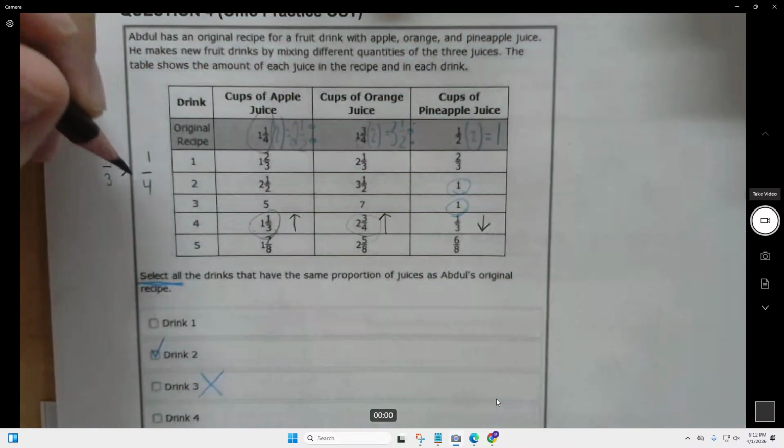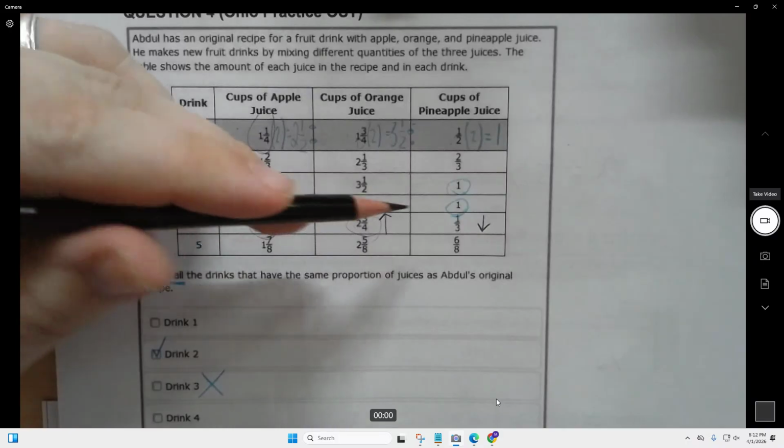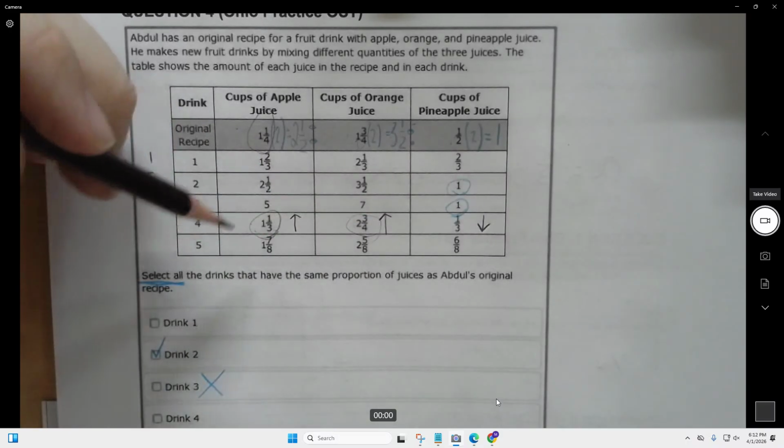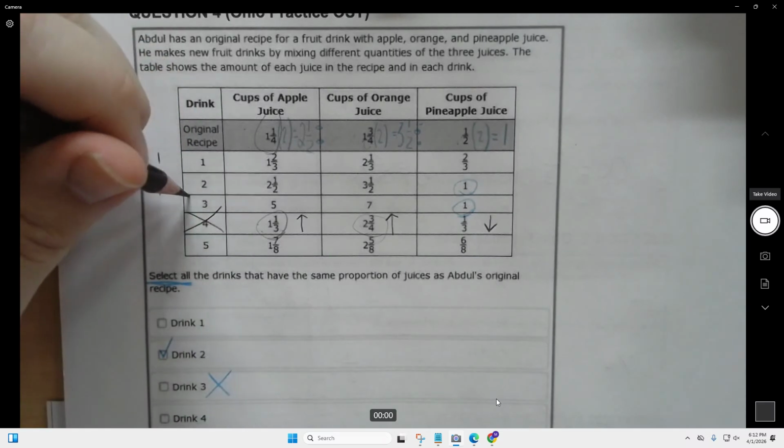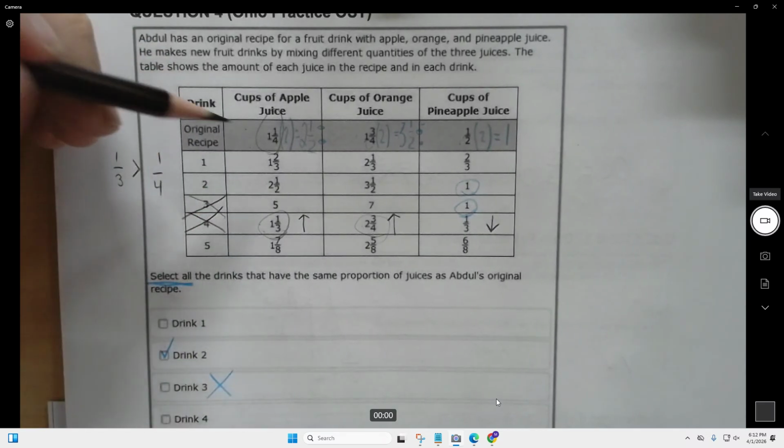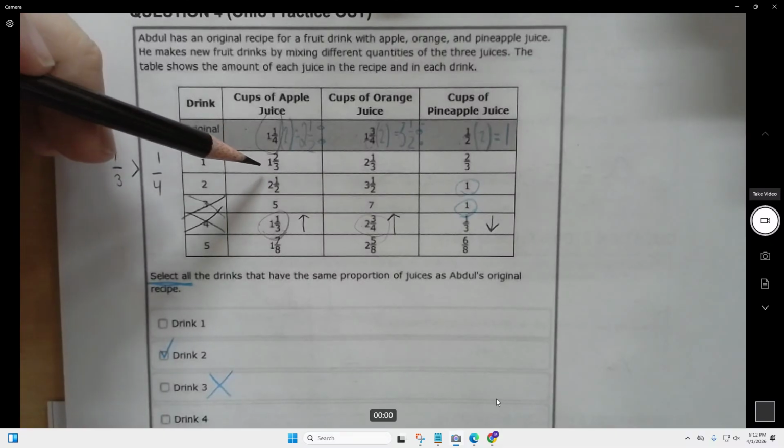For us to even think about this qualifying, either all 3 need to be up or all 3 need to be down. So 4 is disqualified because it needs to have the same ratio.